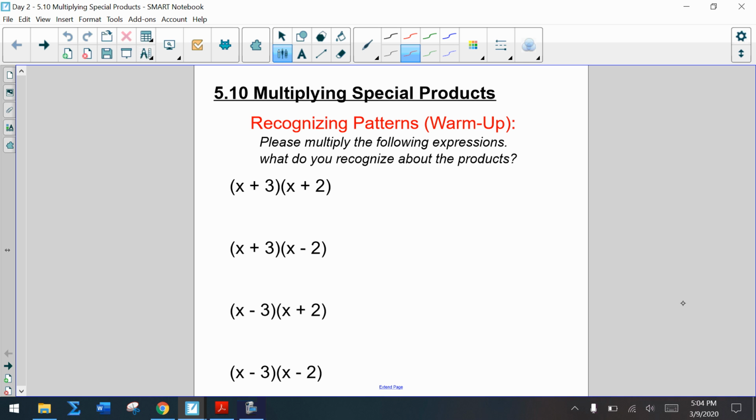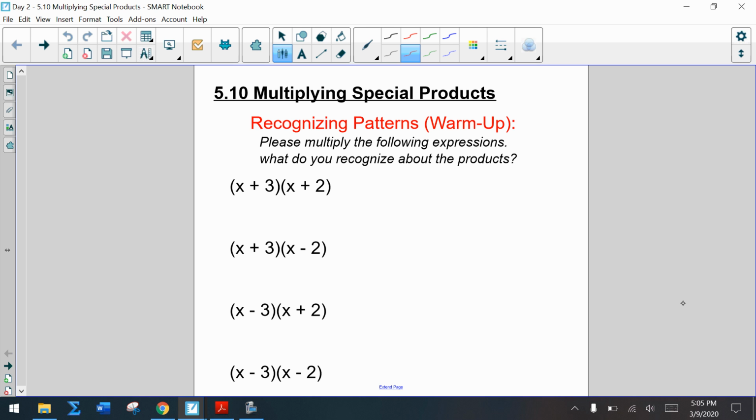Okay, so this next lesson we're going to practice multiplying polynomials again. However, we want to recognize some patterns after we multiply binomials. There are 4 examples shown here, and I want you to recognize what's the same about them, what's different about them, and I would like for everyone to write down these 4 problems and to multiply these expressions, and then ask yourself, what do you recognize about the products?